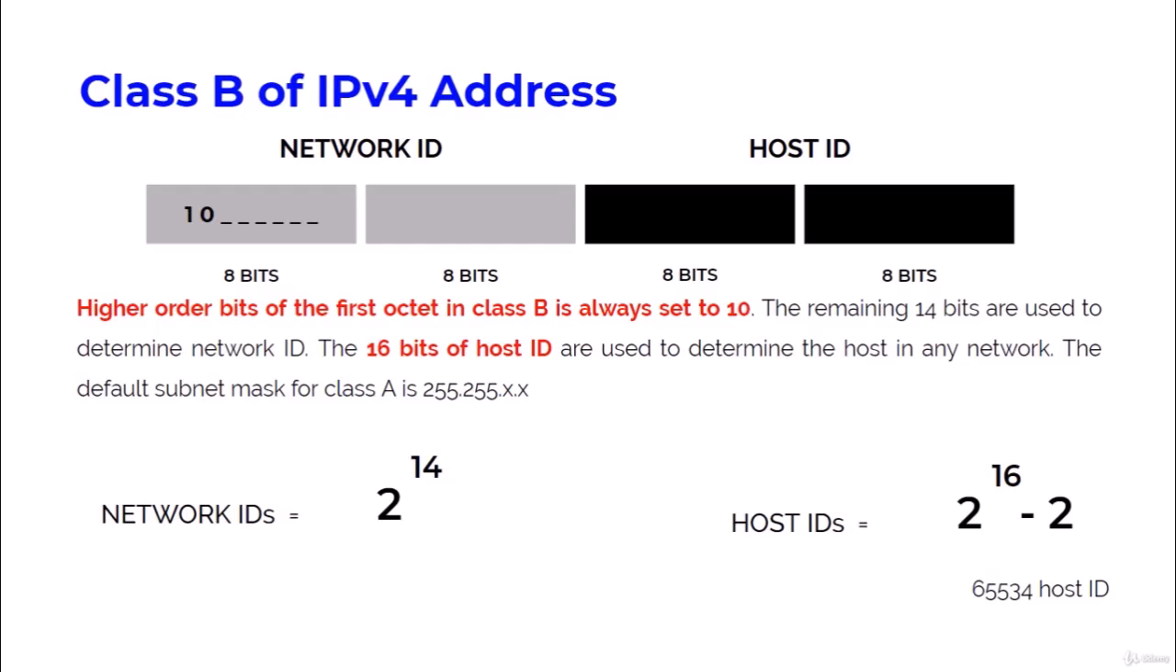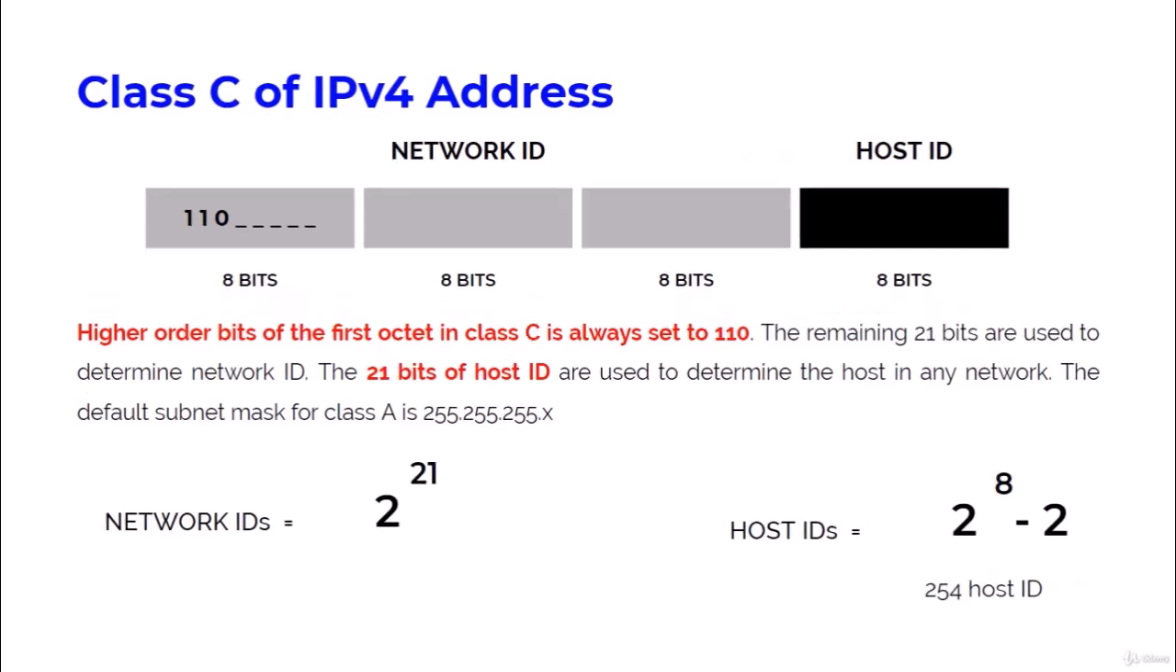The default subnet mask for class B is 255.255.x.x. Since 14 bits are used to determine the network ID, the total number of network IDs is 2 raised to 14 and the total number of host IDs is 2 raised to 16 minus 2. Now why minus 2? We have already discussed in the previous slide.